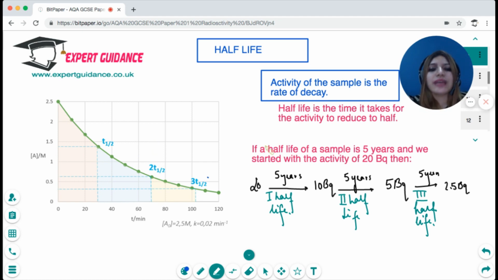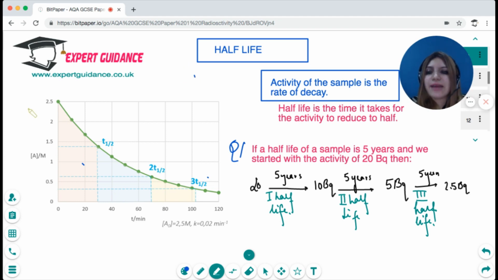Now, you can get a question numerically as well as graphically in the exam. A numerical question would be: if the half-life of a sample is 5 years and we started with an activity of 20 Bq, then in 5 years the activity will be 10 Bq. In another 5 years, it will be 5 Bq. And in another 5 years, it will be 2.5 Bq. That is, in 15 years, from 20 Bq, it becomes 2.5 Bq.